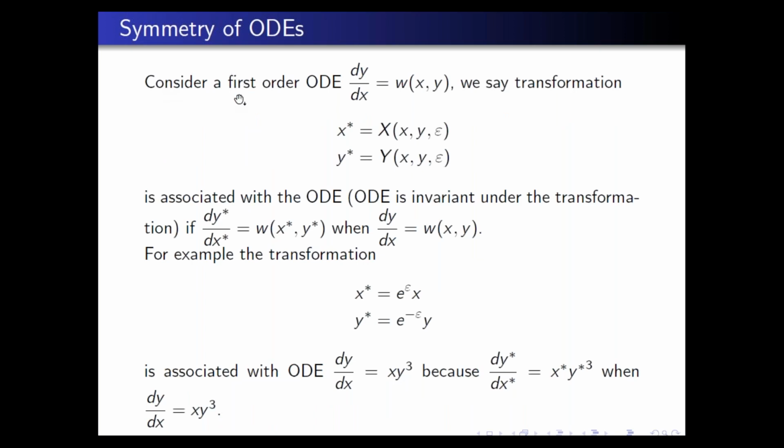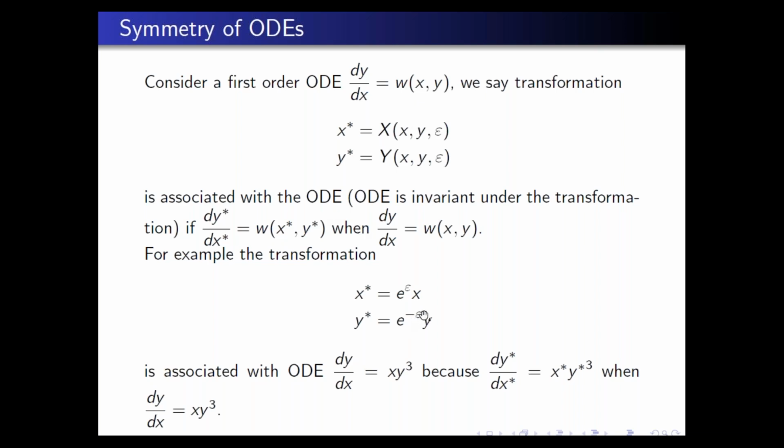Now, let us consider symmetry of ODEs. Consider a first order ordinary differential equation dy by dx is equal to w(x, y). We say a transformation x star, that's capital X depending on the point x, y, epsilon, and y star, capital Y depending on x, y, and epsilon, is associated with the ODE if the ODE is invariant under the transformation, that is dy star by dx star equals w(x star, y star) when dy by dx equals w(x, y).